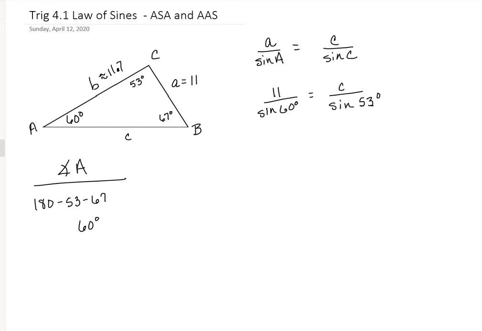Okay, now I've got my other proportion set up so I can find the length of side C. And notice that I'm using the sine of 53 degrees because that's angle C. And again, once you get right here, it's just simple algebra manipulation. And you can put that in your calculator, and you're going to get C to be approximately 10.1.